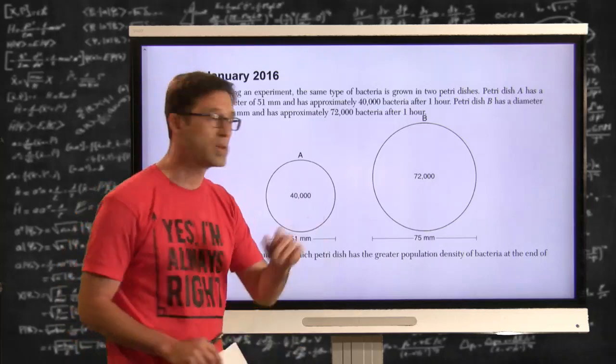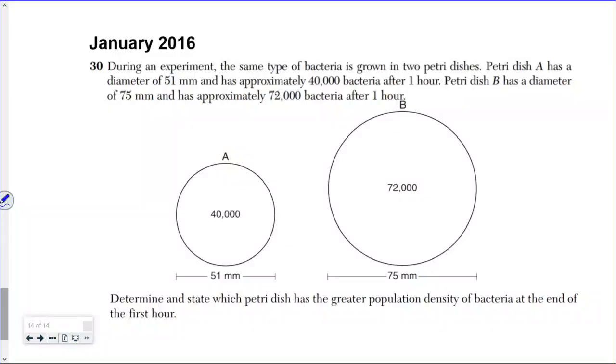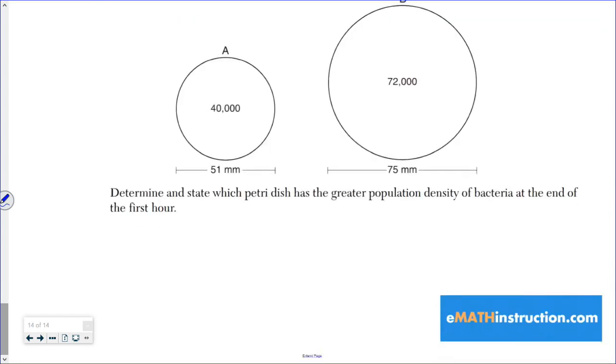calculate a density. January 2016, during an experiment, the same type of bacteria is grown in 2 petri dishes. Who cares that it's the same type? Petri dish A has a diameter of 51 millimeters and has approximately 40,000 bacteria after 1 hour. Petri dish B has a diameter of 75 millimeters and has approximately 72,000 bacteria after 1 hour. Determine and state which petri dish has the greater population density of bacteria at the end of the first hour.